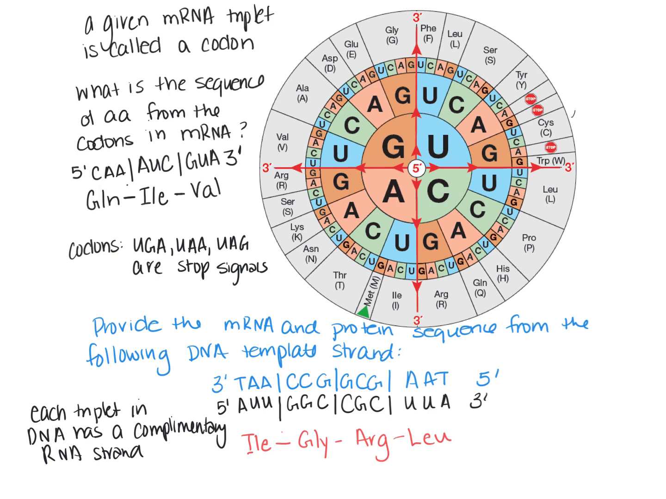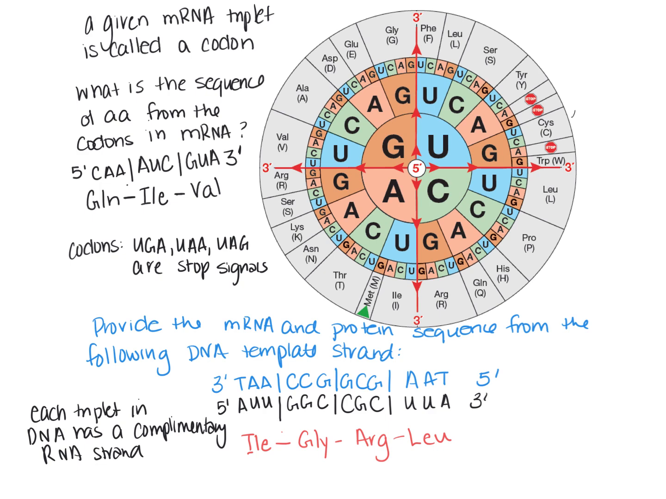Okay. So these are two different kind of questions that you can be asked as far as using this wheel to either figure out the amino acid sequence from mRNA or the amino acid sequence from a DNA template strand.